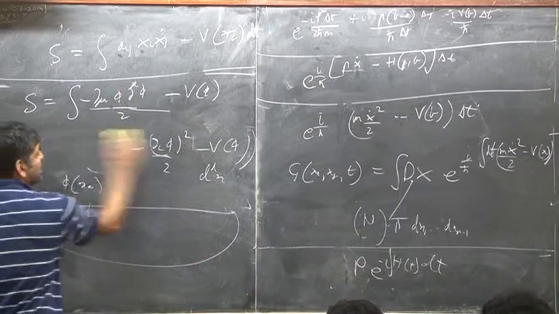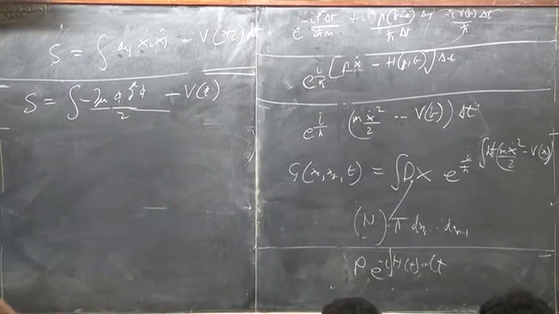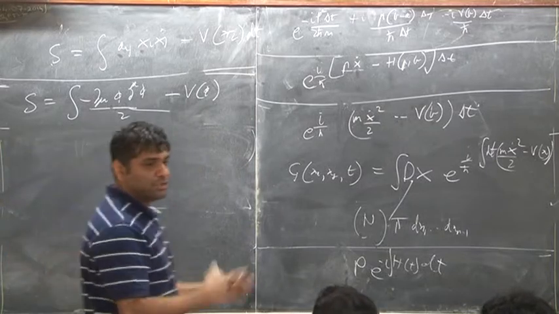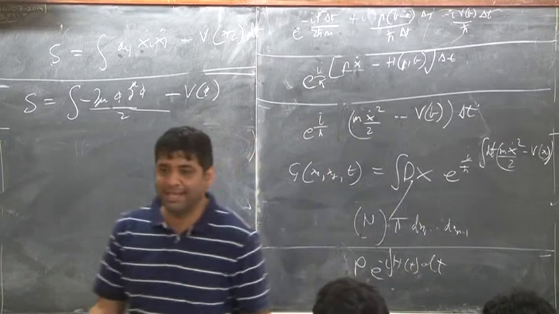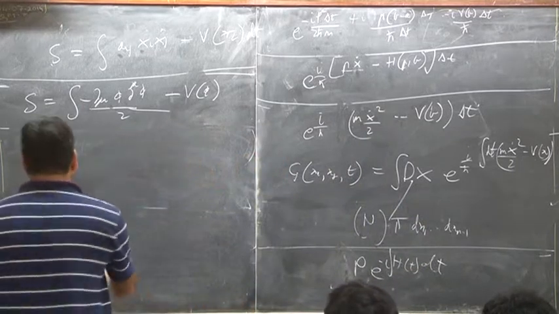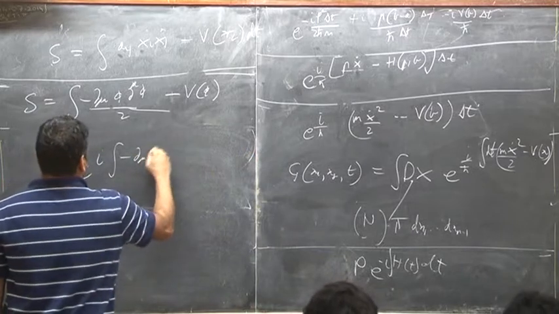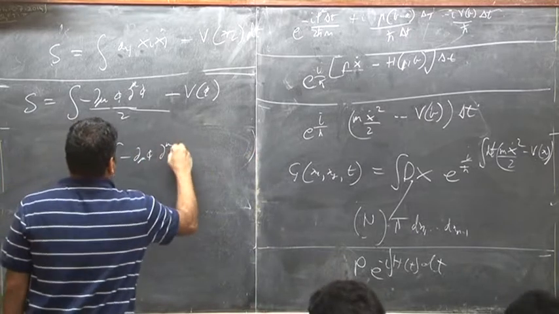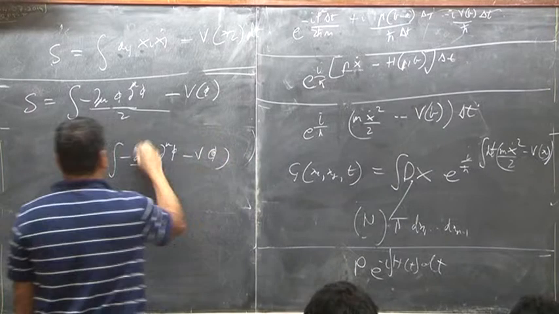So without further ado, we conclude that the evolution operator for quantum field theory, just like in quantum mechanics, is given by e to the power i times the integral of minus d mu phi d mu phi by 2 minus v of phi.